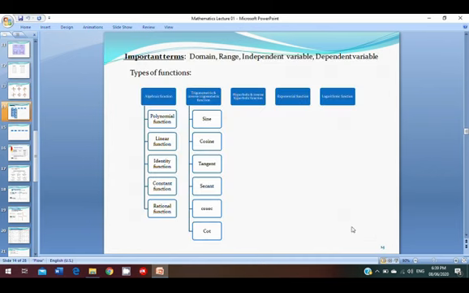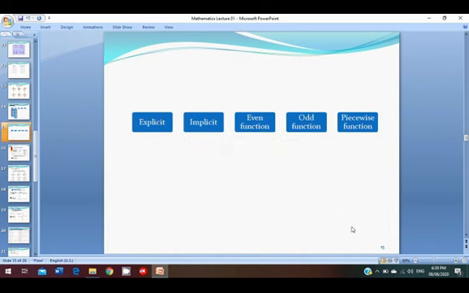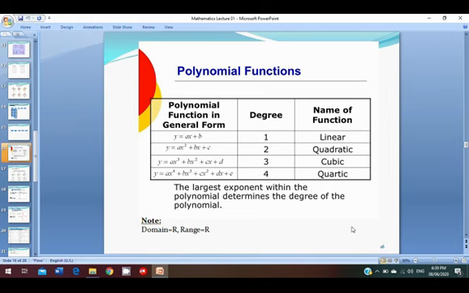Now, types of function. We have different types of function, and we will discuss all these functions one by one. We have algebraic functions, and algebraic functions are divided into five main functions: polynomial function, linear, identity, constant, and rational function, while trigonometric and inverse of trigonometric functions, and then hyperbolic and inverse of hyperbolic, exponential function, logarithmic function, explicit, implicit, even, odd, and piecewise function.